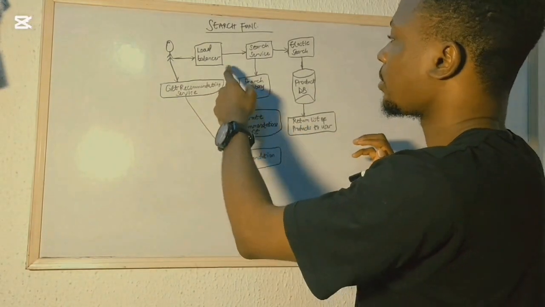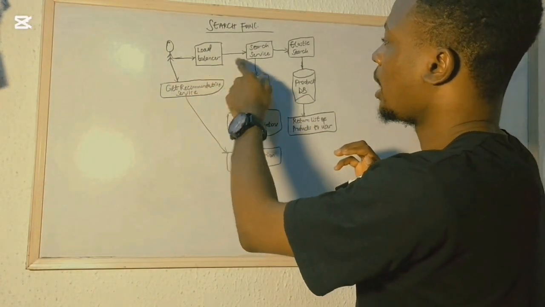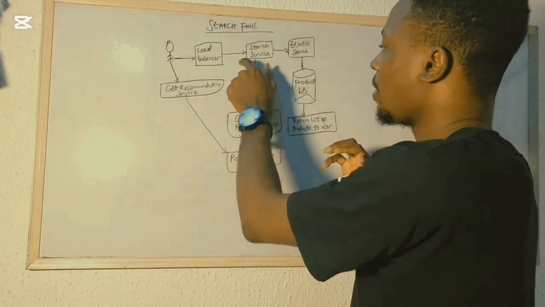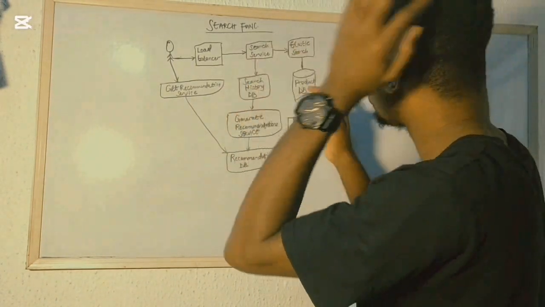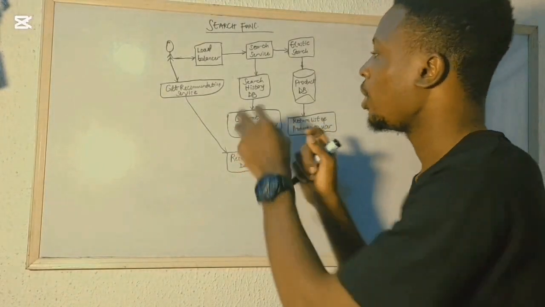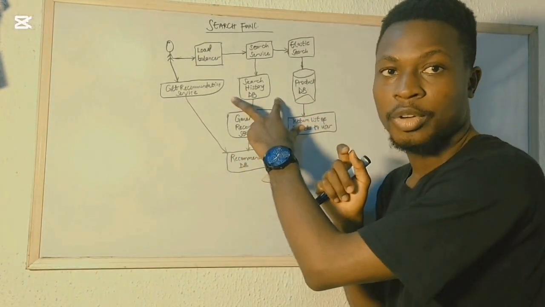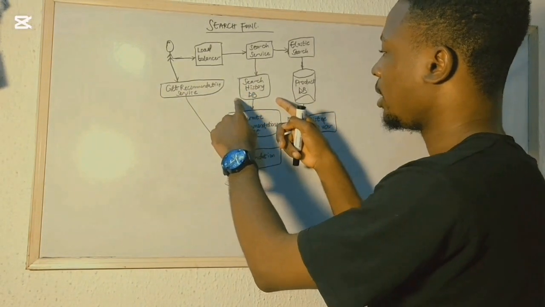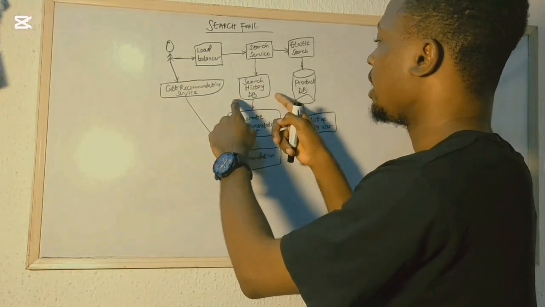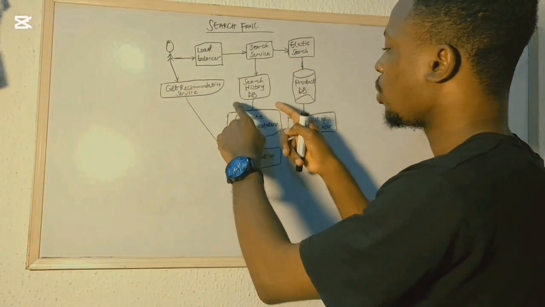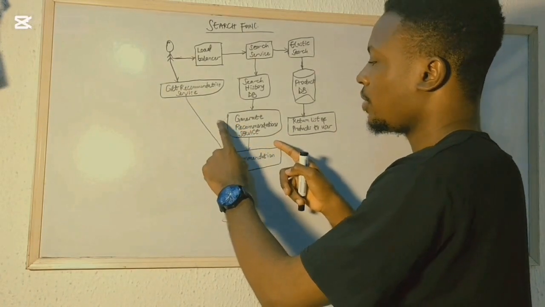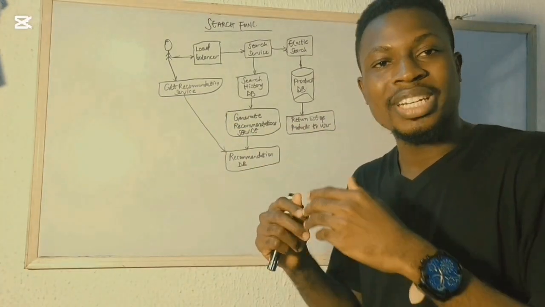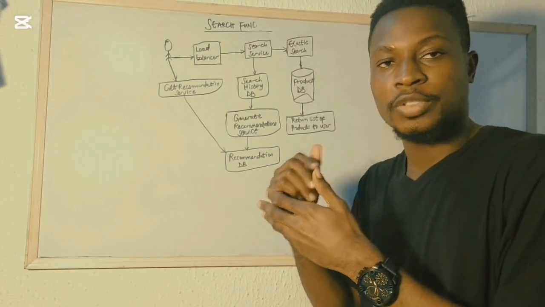I didn't discuss this earlier because I wanted us to understand how this works perfectly. Let's say after you search for a product and that search term hits our search service server, our search service server is going to save what you just searched for in our search history database for recommendation purposes. After it saves that, it sends that request to our generate recommendation service, so it gives you products related to what you always search for.